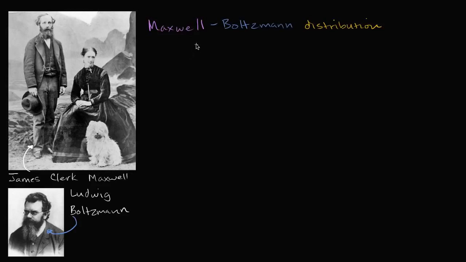So let's think a little bit about the Maxwell-Boltzmann distribution. And this right over here is a picture of James Clerk Maxwell, and I really like this picture. It's with his wife, Catherine Maxwell, and I guess this is their dog. And James Maxwell, he is a titan of physics, famous for Maxwell's equations.